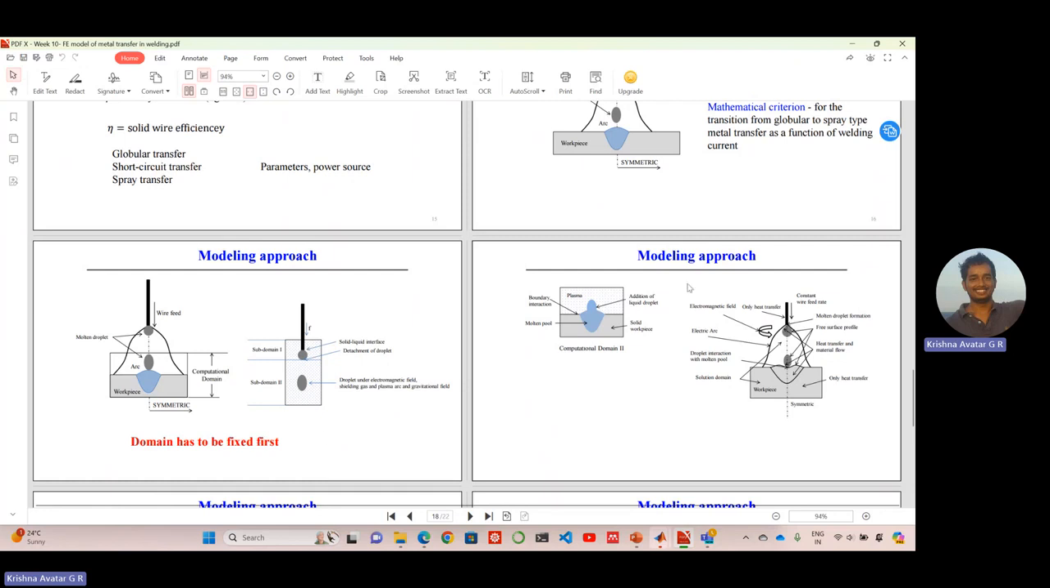So the domain has to be fixed first, then in computational domain 2 we'll take this aspect. Once the drop joins the weld pool, there will be some boundary interaction between the plasma region and the solid workpiece. Then we have the addition of the liquid droplet going into the picture. We have this boundary interaction.